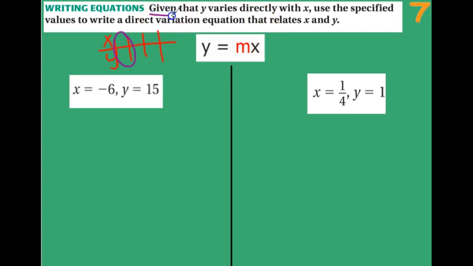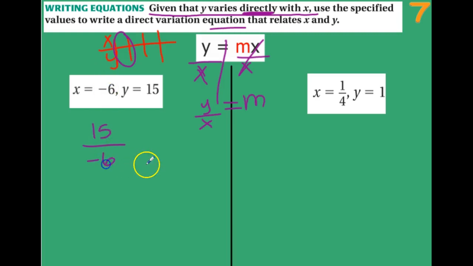They're telling you, given that y varies directly with x, that means it is a direct variation equation, so we know it's in this form, write the equation. So we just need to figure out what m is. Just like before, we're going to take our y value and divide it by x. So 15 divided by negative 6 will give us our slope.